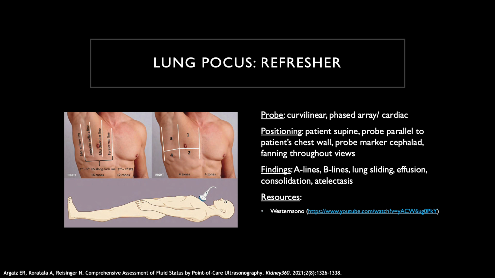The first thing we'll do is look at the lungs. Here is a quick refresher on an approach to lung ultrasound, with graphics from the same group of researchers mentioned previously. Generally, we use either the curvilinear or phased array probe when assessing the lungs, with the patient in a supine position. The probe is placed parallel to the patient's chest, perpendicular to the ribs in each of the lung zones illustrated in the slide.